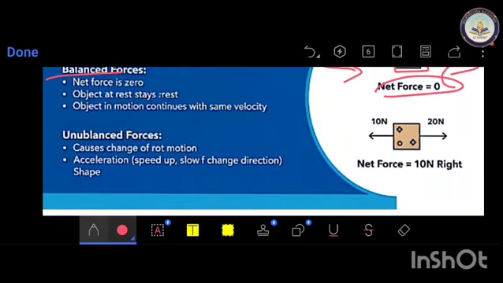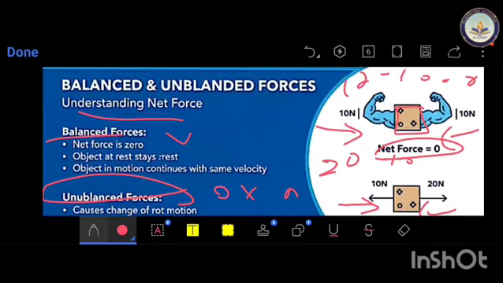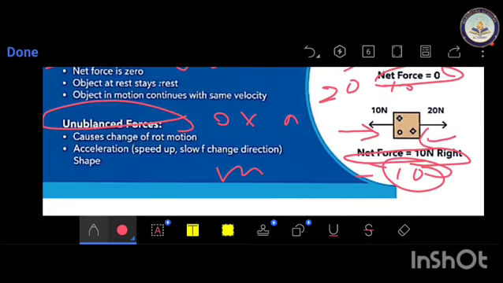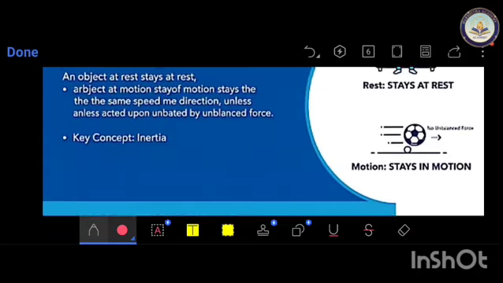Next, second case: apply 10 Newton and 20 Newton. 20 minus 10 is 10 Newton. So what is the net force? 10. In which conditions is the net force not 0? Where it is some other number, we call it unbalanced force. With balanced force there is rest, and with unbalanced force there is some motion. These are the two types, balanced and unbalanced forces.